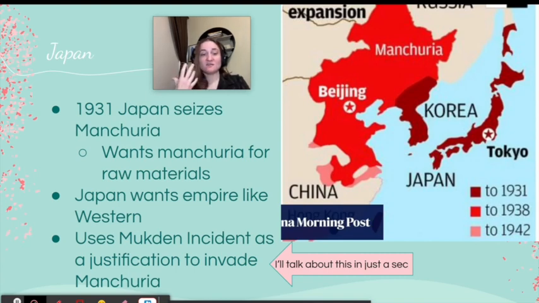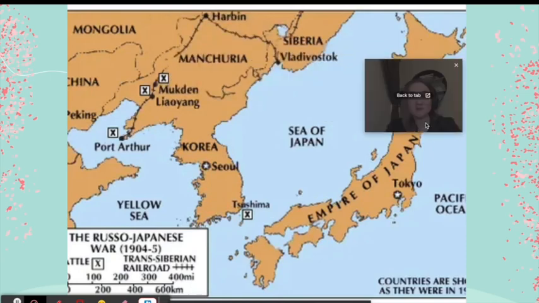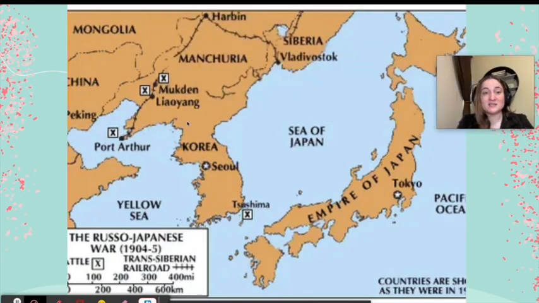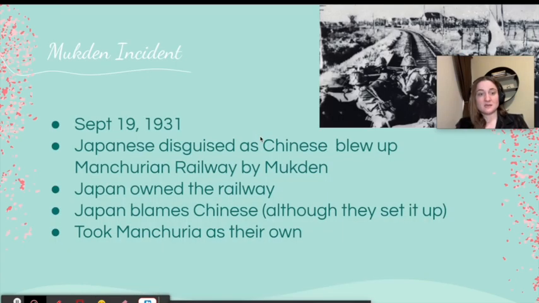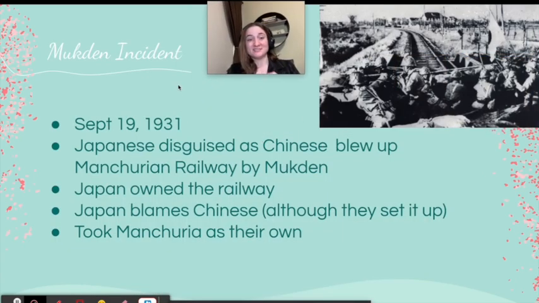So they use something called the Mukden Incident as a justification to invade Manchuria. When you invade a foreign country, you typically need a reason for doing that. So Japan invents one, and I'll talk about that right now. So here is a map of the railroad system in China. You can see here's Mukden right here. The railroad comes from here in the south, a little bit north. There's a little bit up here in Manchuria as well. And then you can see that it's pretty close to Japan. This Mukden Incident happened on September 19th of 1931.